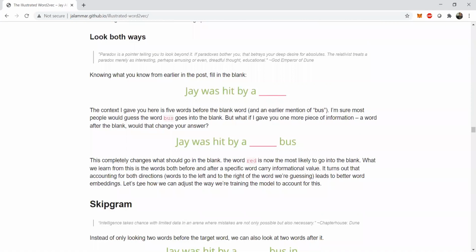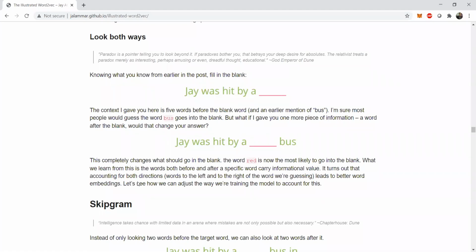Now, in this case, if we are given any adverb or adjective, let's say "red bus", then red would have been the correct answer. But what would have happened if we were not aware of this, if another blank was given? It turns out that accounting for both directions, that is the words to the left and also the words to the right, leads to better word embeddings.